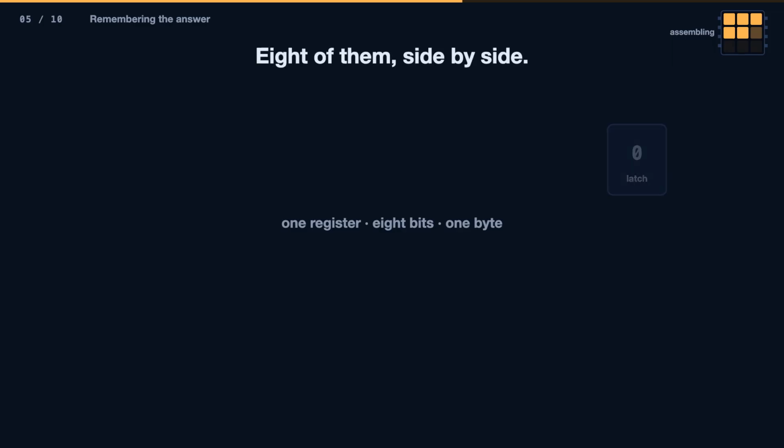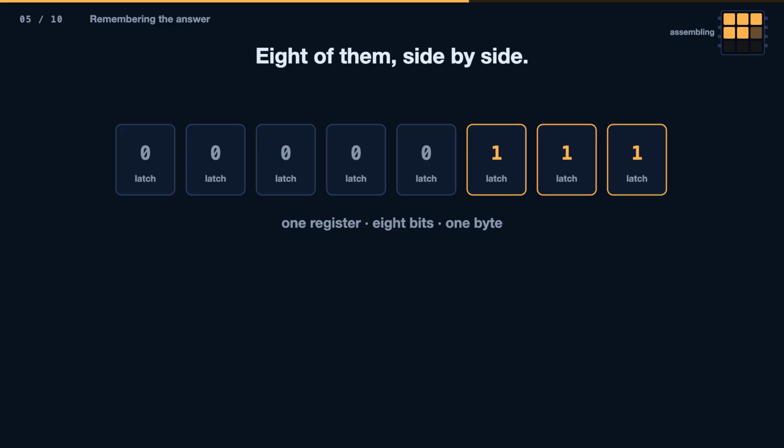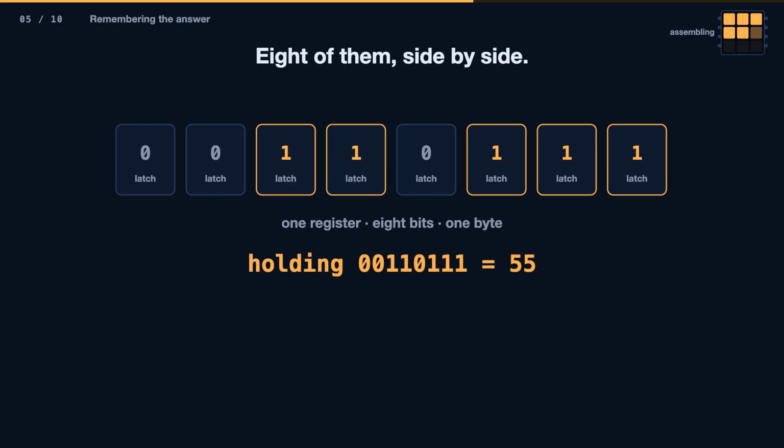Put 8 latches side by side, and you can hold a whole byte. That is a register. It is the fastest memory a computer has, and the only memory the arithmetic circuits can reach directly. A processor core has a few dozen, not thousands.